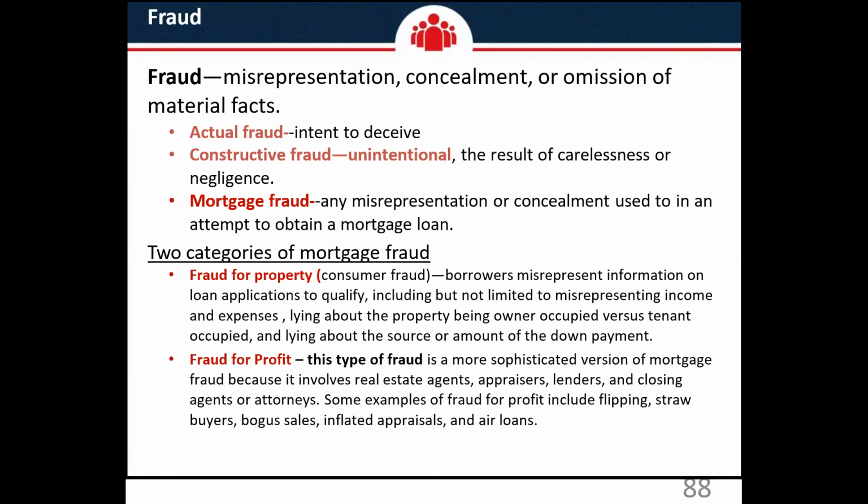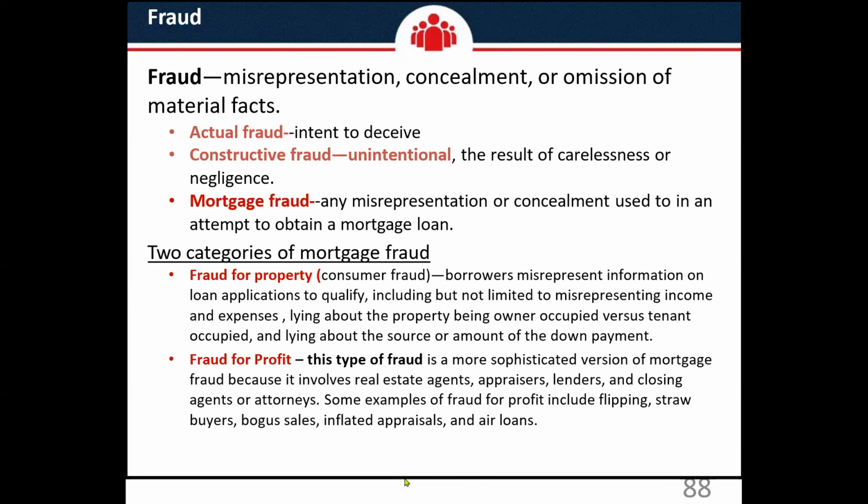Mortgage fraud is any misrepresentation or concealment used in an attempt to obtain a mortgage. They consider two categories of mortgage fraud. That is the fraud for property. Basically, that's a consumer fraud, and the borrowers misrepresent information on their loan applications so that they can qualify, including but not limited to misrepresenting income and expenses, lying about the property being owner occupied versus tenant occupied, and lying about the source or amount of the down payment, where the money comes from. That's what the consumers are considered to do.